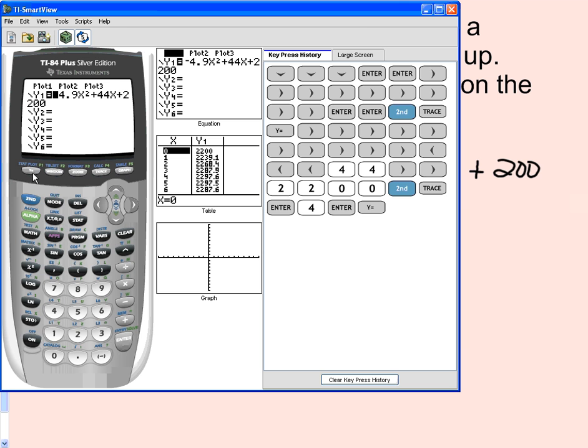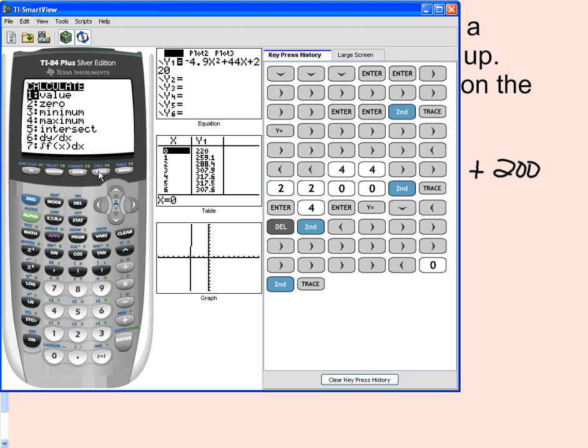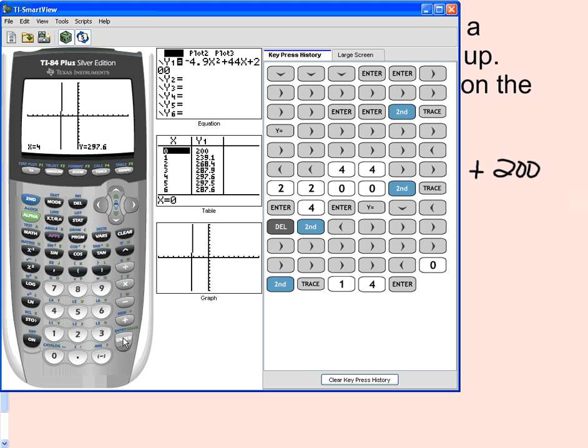Let me go back to my y equals screen. I have 2200 in my equation. Oopsie. Got to delete that. There, and now I go to... Okay, what's it supposed to be, 200? All right, sorry about that. There would have been a faster way, I know, but there, 200. Okay. Second, calculate with the value of 4. Enter. 297.6. All right.